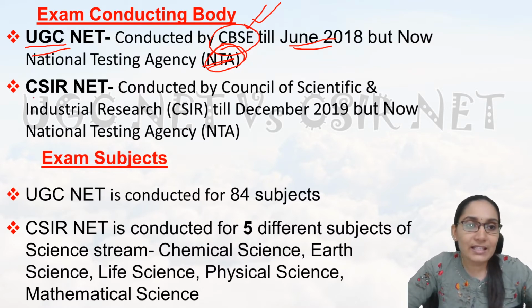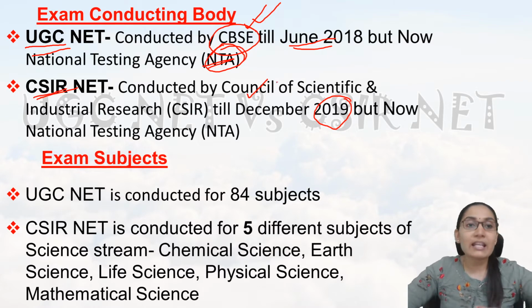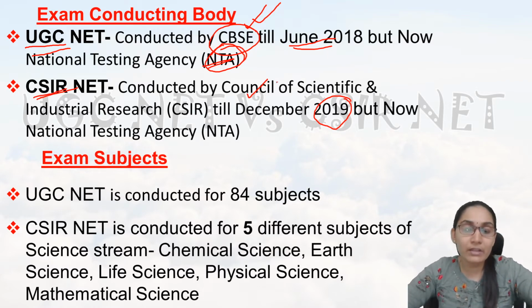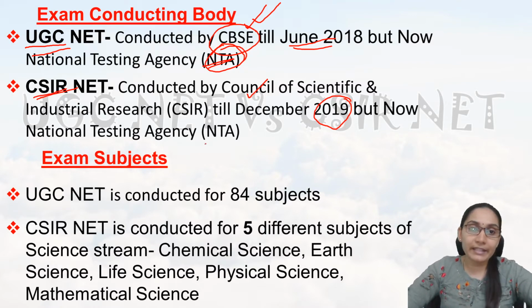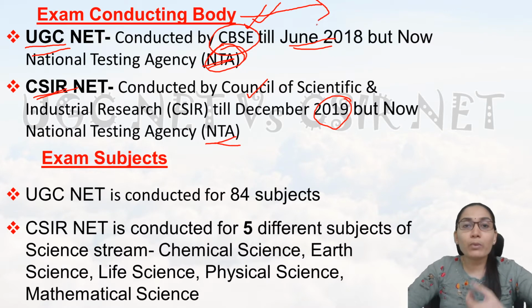Now coming to CSIR NET. CSIR NET was conducted by CSIR, which is the Council of Scientific and Industrial Research, till December 2019, and now it is again conducted by NTA. So regarding the exam conducting body, both the UGC NET and the CSIR NET are now conducted by the NTA itself, the National Testing Agency.